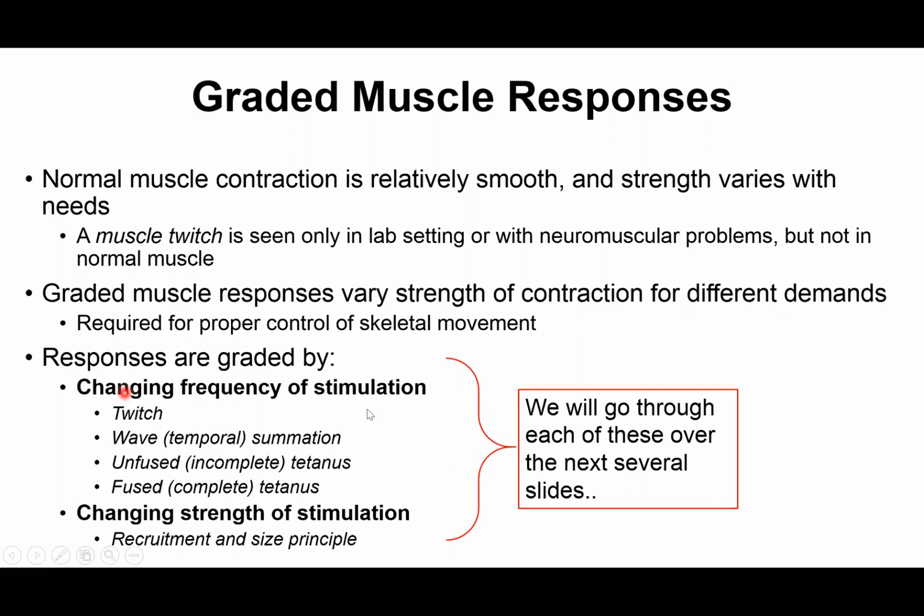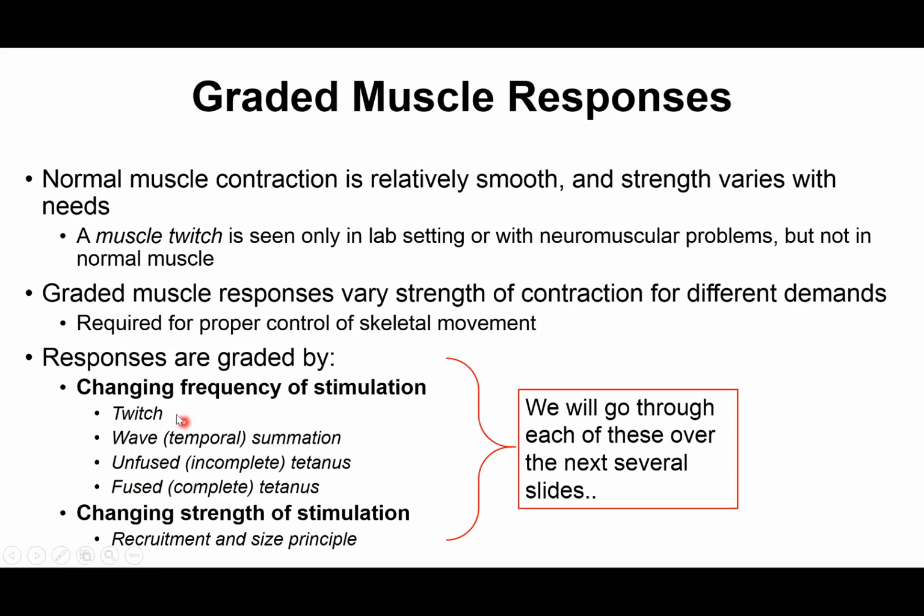We're going to go through each of these things over the next several slides. In terms of frequency, it can either be a twitch, a wave summation, unfused tetanus, or fused tetanus, and we'll go through each of those. Then in terms of the strength, we're going to talk about the recruitment and size principle components of the strength of the contraction.